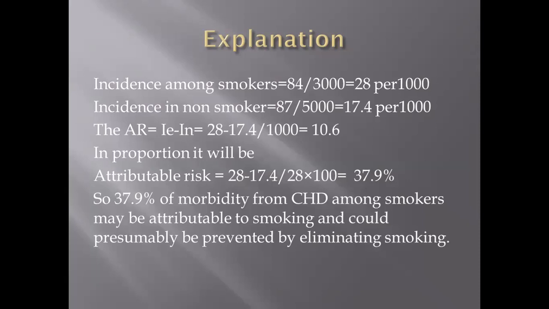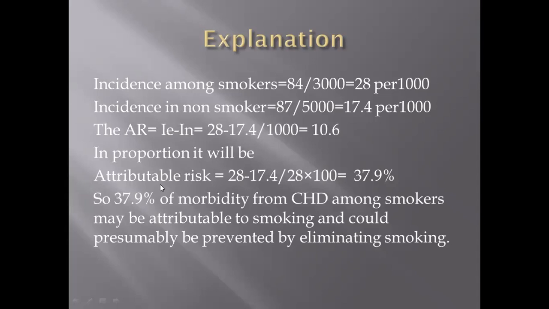So the attributable absolute risk will be the incidence in the exposed and non-exposed, which is 28 minus 17.4 divided by 1,000. That will be equal to 10.6. In proportion, it will be said that attributable risk is 28 minus 17.4 divided by 28, which is the incidence among the smokers, multiplied by 100. That will be equal to 37.9.